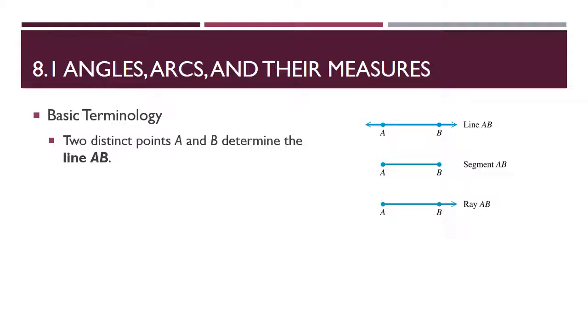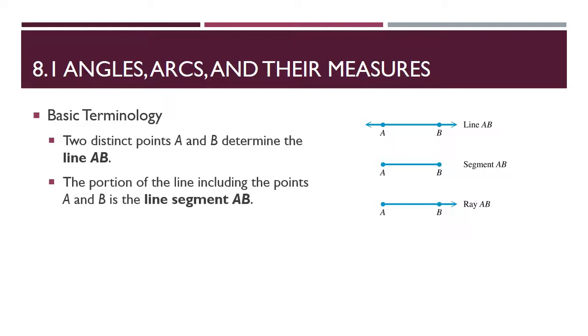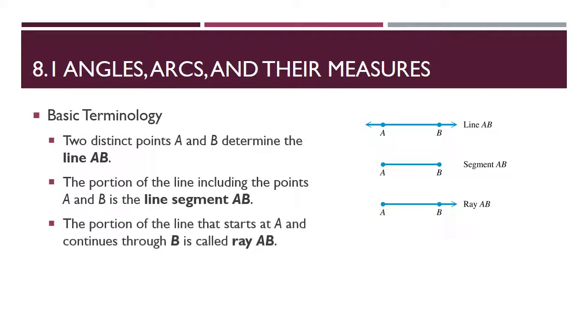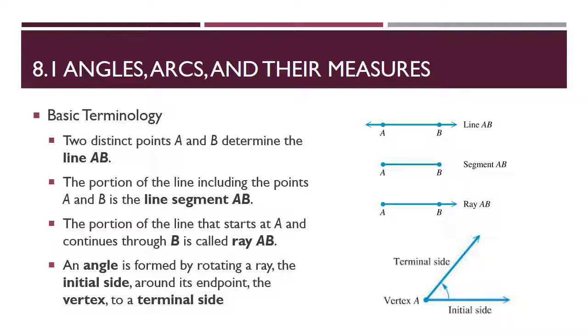Two distinct points A and B determine the line AB. The portion of the line, including the points A and B, is the line segment AB, and the portion of the line that starts at A and continues through B is called ray AB. An angle is formed by rotating a ray, called the initial side, around its endpoint, which is called the vertex, to a terminal side, and you see that illustrated there.